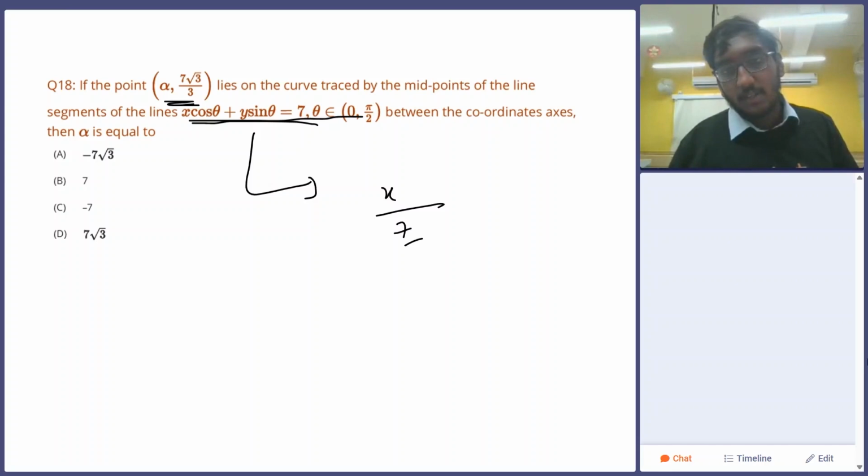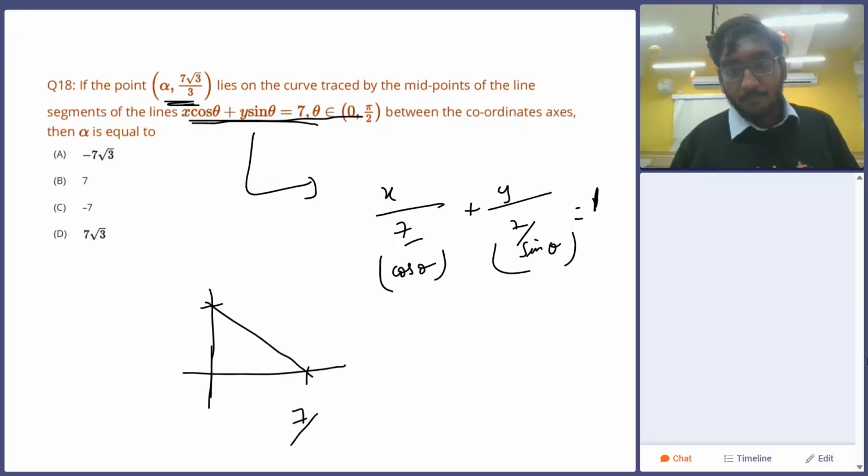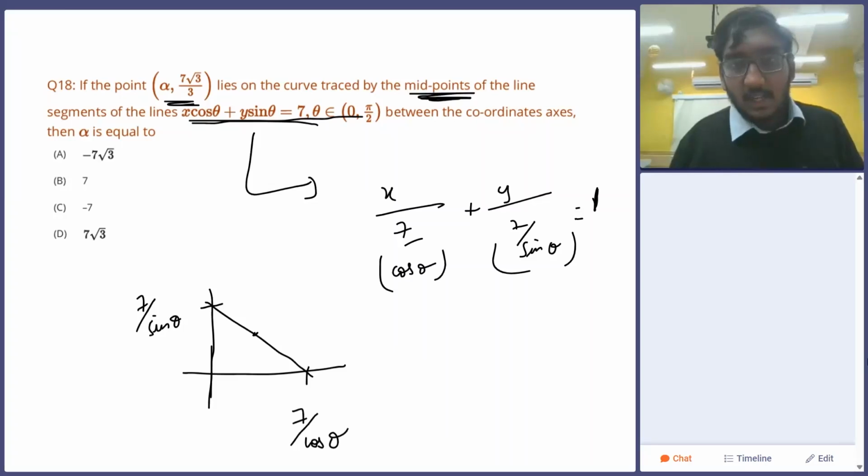It will be x upon 7 by cos theta plus y upon 7 by sin theta equal to 1. Okay, so this is the x intercept and this is the y intercept. Okay, so how will the graph look like? It will look like this. 7 by cos theta and 7 by sin theta. Okay, and what about the midpoint? Because they are asking for the curve traced by the midpoint of this particular line, we have to first determine the midpoint, and then determine the curve traced by this midpoint, right?